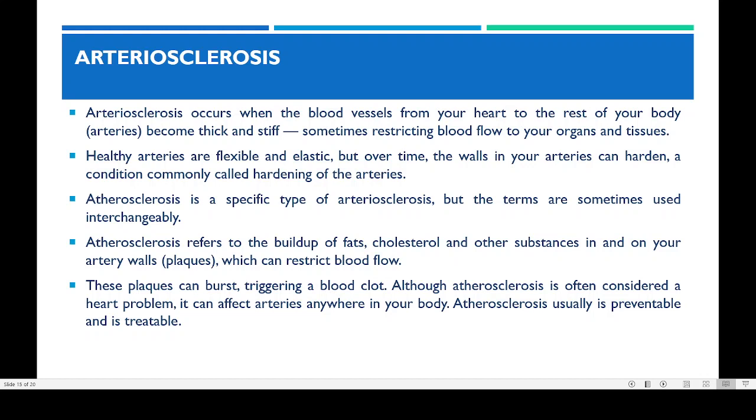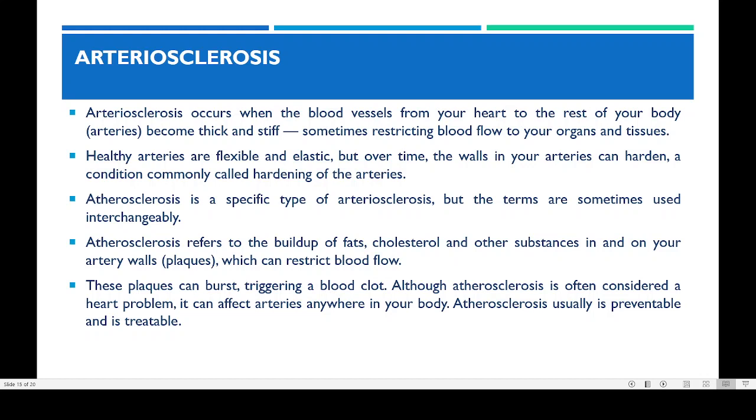Although atherosclerosis is often considered a heart problem, it can affect arteries anywhere in your body. Normally, people diagnose atherosclerosis only when the heart muscles are affected, because that effect is immediately visible. If it affects an artery in your leg or hand, it will not cause a very severe situation. Maybe it will develop slowly, but even a mild problem in an artery going to the heart can be immediately reflected.